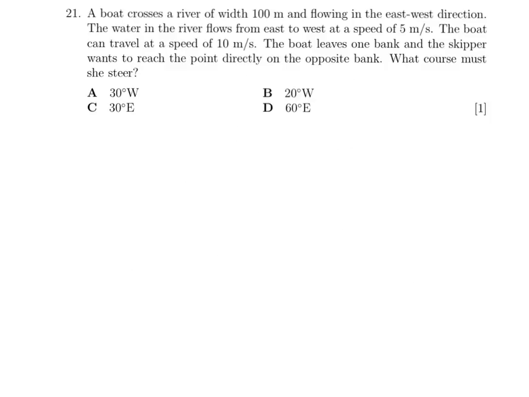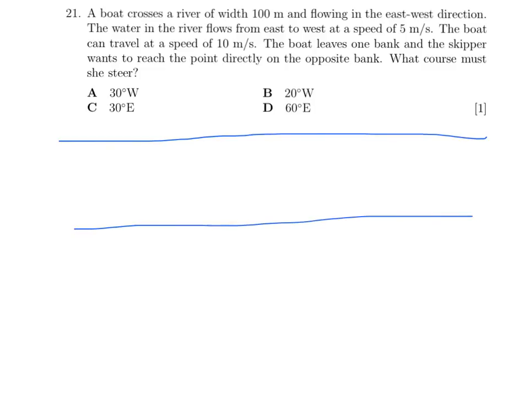So another question about vectors here, and we've got a boat that's crossing a river. So we're just sketching our river here. And we're told that the river is 100 meters wide, and the river flows from east to west at a rate of 5 meters per second. So I'm just labeling that 100 meters wide there. We don't actually need to use that information, but we'll just pop it in there anyway. And there's our river flowing from east to west at a rate of 5 meters per second.